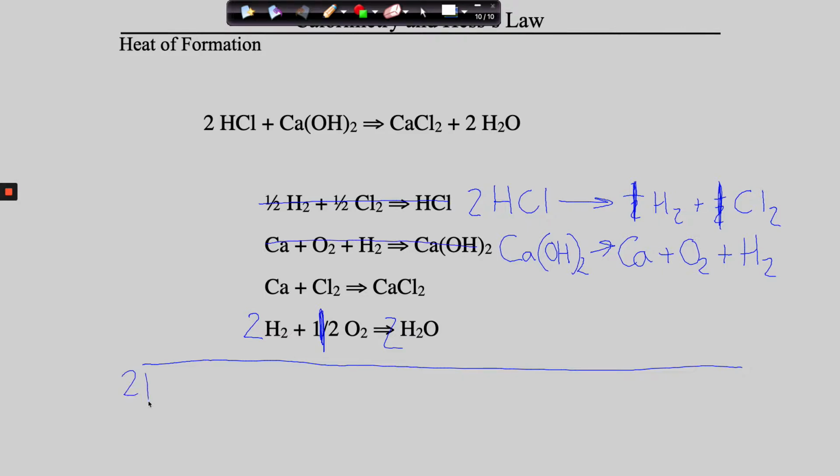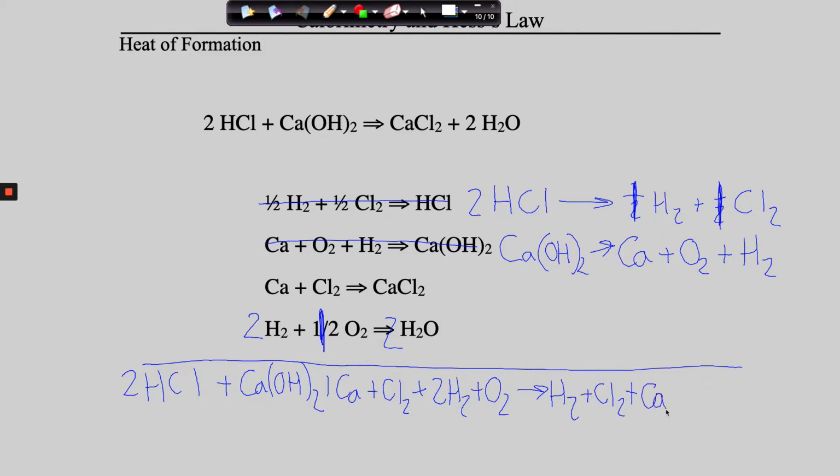So guys, we've got 2HCl plus a Ca(OH)2 and a Ca and a Cl2 and 2H2 and 1 O2. Holy smokes, right? Did I do that right? I did. I may run out of space. Let's see how I do. So then we've got an H2 and a Cl2 and a Ca and an O2 and an H2 and a CaCl2 and 2 waters. And guys, sorry that got so small.